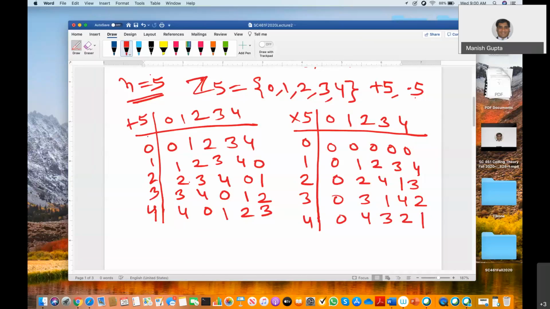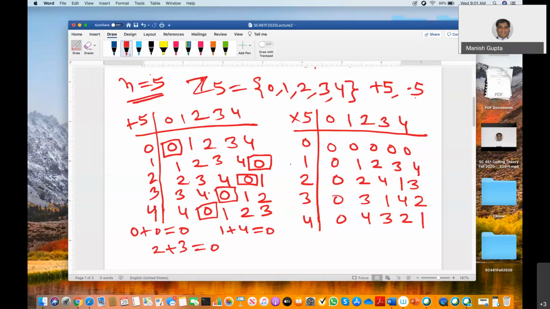Now if you look at the table, I just locate the zeros in the table. Another 0 here, another 0 here, and another 0 here. This says that 0 plus 0 is 0, so 0 is self-inverting. 1 plus 4 is equal to 0, so 1 and 4 are inverse of each other, and 2 plus 3 are inverses of each other, right? So every element 0, 1, 2, 3, 4 has an inverse with respect to addition.